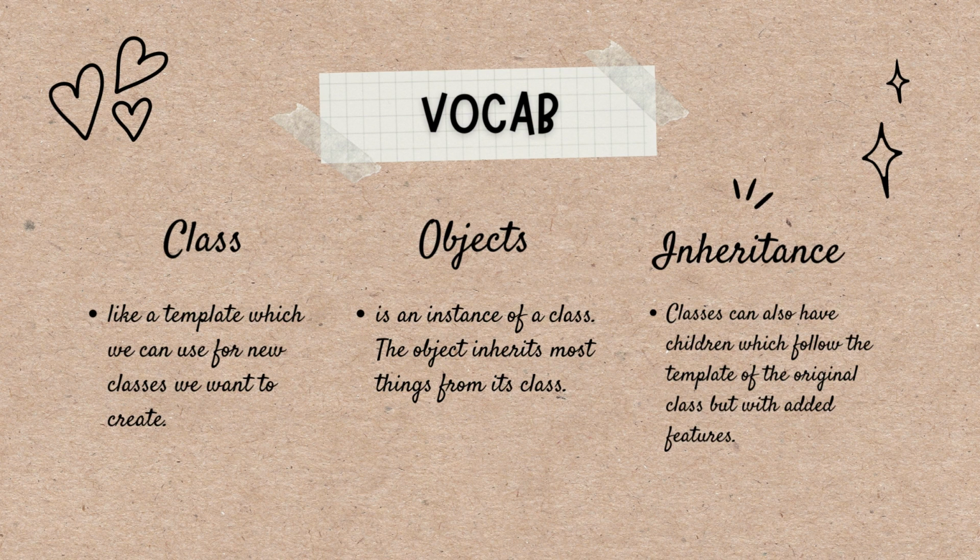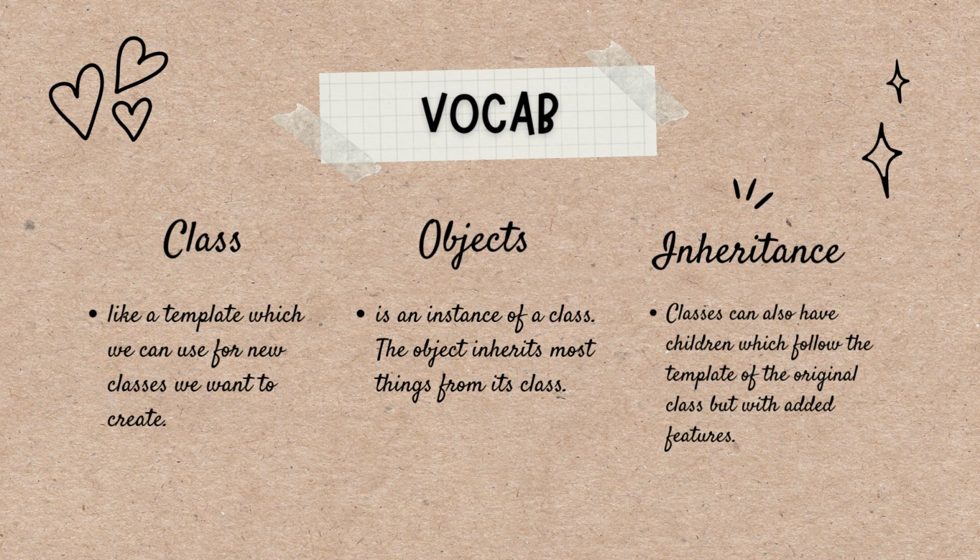And then objects are an instance of a class. So basically what that means is if there is a class, we can create an instance of that class, like an object. So for example, if there was a class superhero, we could create an object called Iron Man. So the object inherits almost everything from the class that it is an instance of.